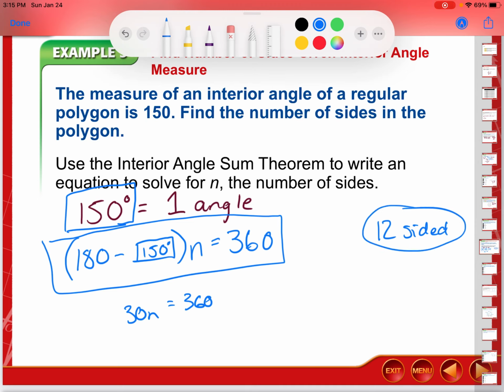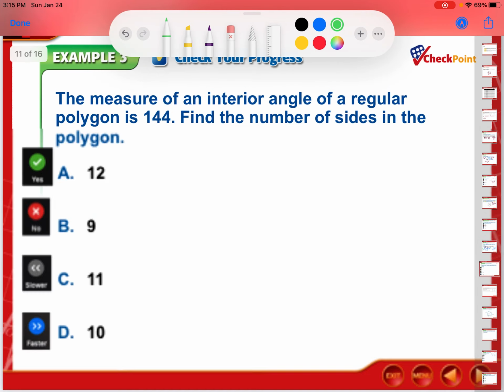Now, if we wanted to double check that, we could do 12 minus 2, which would be 10, times 180 equals 1800. 1800 divided by 12 equals 150, which takes us back to our original number. All right, so this formula right here with all the green stars around it, pause the video, put it in your notes if you haven't done so already.